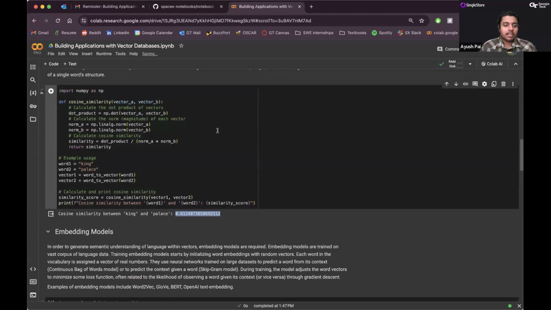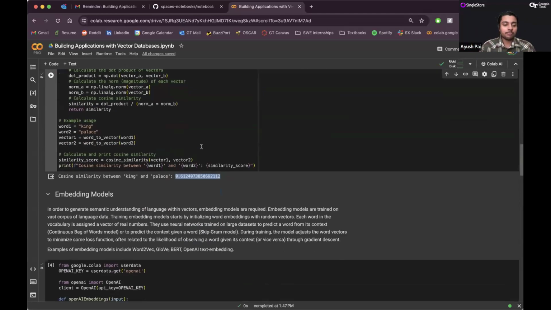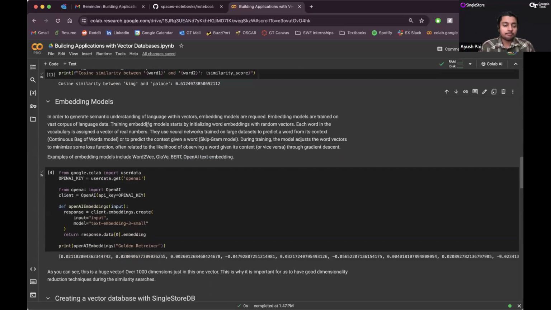So yeah, again, this is a fundamental problem of these systems: a rule-based embedding does not give us a semantic understanding of how these words and sentences are structured. It just gives us the structure of the words, which is not what we're looking for. But that's why we have embedding models, right? In order to generate these semantic understandings of the language in vectors, embedding models are used.